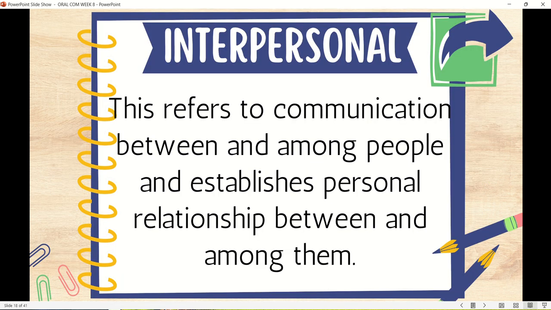Next, let's proceed now to interpersonal communication. So interpersonal communication refers to communication between and among people and establishes personal relationships between and among them. In other words, interpersonal communication involves you and the other person or other people. You're now talking with at least one person or one or more people. From the word inter, which means two or more, including yourself.